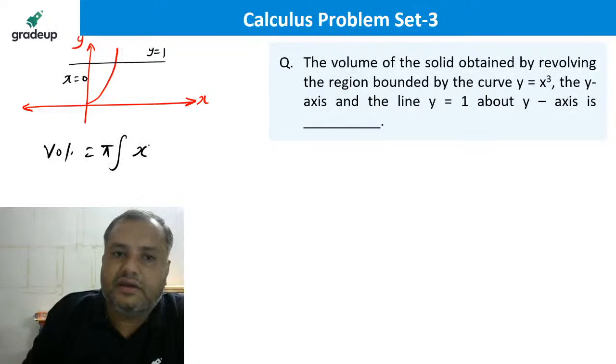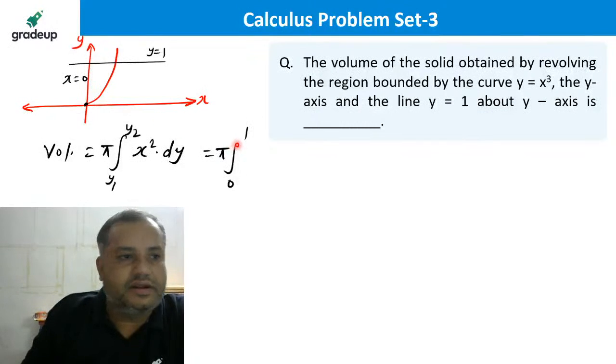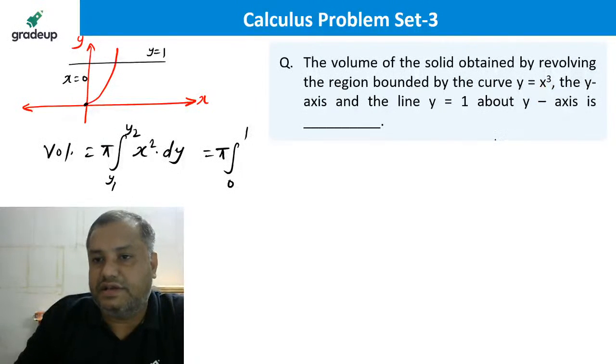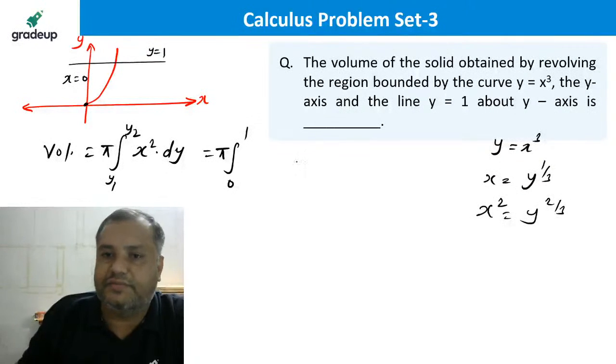pi x square dy. So limits will be y1 to y2. Yes. So on the x-axis y equal to 0 and here it is 1. So limits will be y equal to 0 to 1. Pi will be there, and x square is, see, y equal to x cube. So x will be y to the power 1 by 3. So x square will be y to the power 2 by 3.